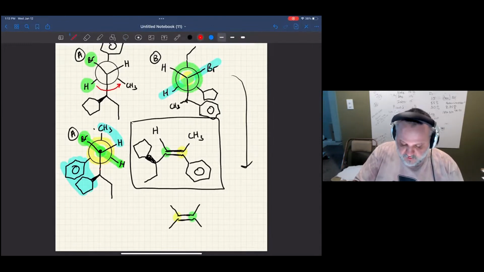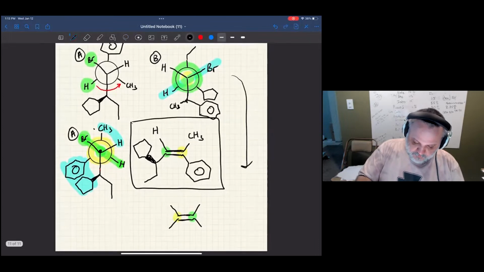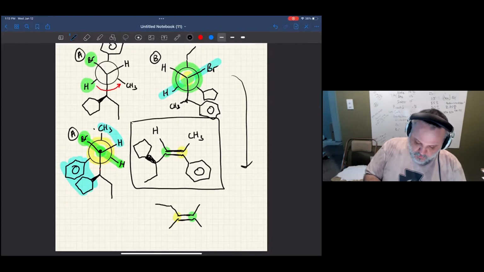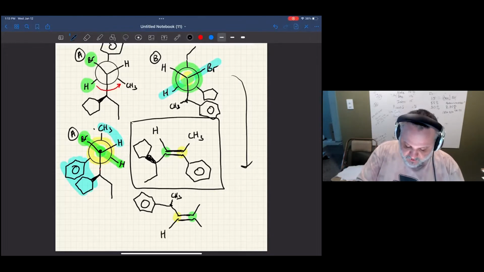And so what's happening in the front carbon? Excuse me, on the front carbon, I have my benzene ring. And the CH3 group. And what else do I have on the front carbon? On the front carbon, I have a hydrogen. Okay, on the back carbon, I have an ethyl group. And I have this 5-membered ring. And the ethyl group is on the same side as the 5-membered ring. And the 5-membered ring is on the same side as the benzene ring.